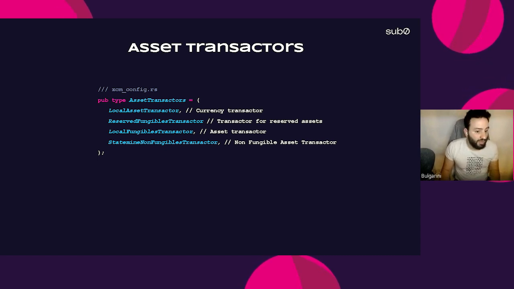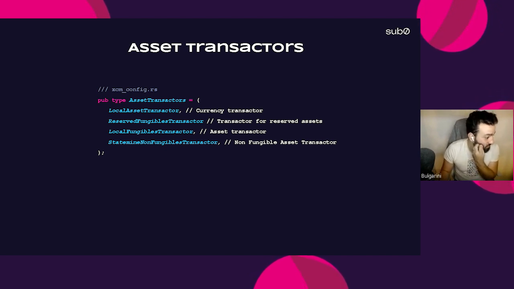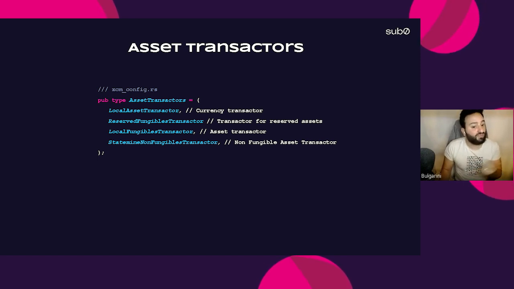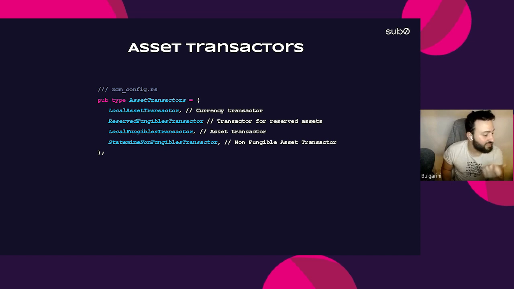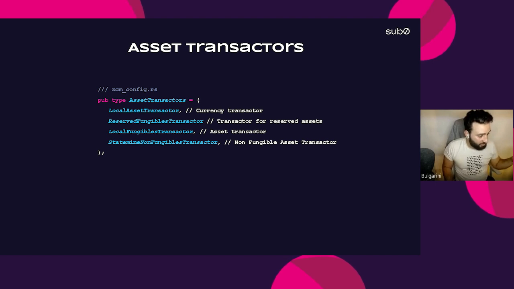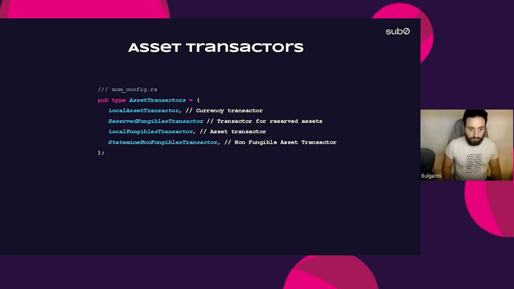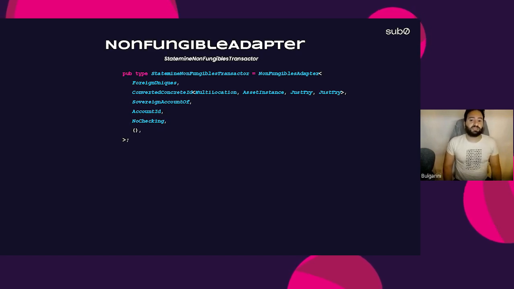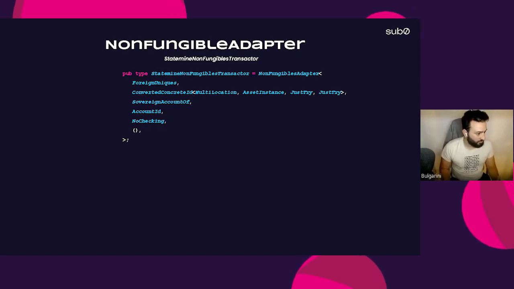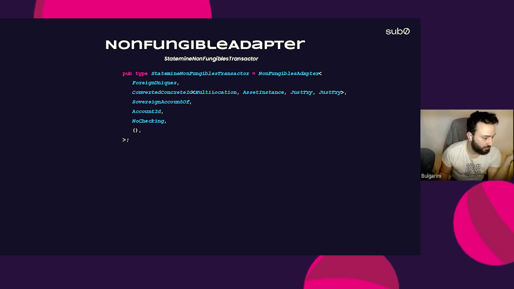And finally, this is the one that we need, the important one for the NFT use case and the demo that we are going to use, which is the non-fungible transactor. This is an interface that will know how to interact with the foreign Uniques pallet and with the off-chain XCM logic that will transfer the NFT. This is the way you define it on your runtime. The non-fungible transactor uses something called the non-fungible adapter.